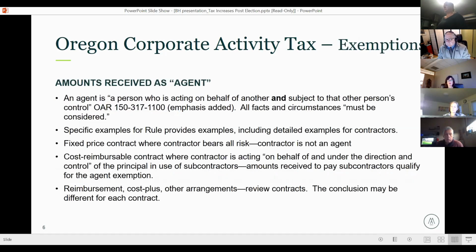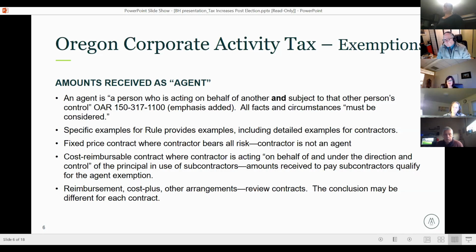I thought we'd go over a couple of the large exemptions that really apply in the real estate arena. The CAT statutes have, I believe, 47 different exemptions that apply, and some of them are pretty broad. Some of them are things you would never think in your wildest dreams would ever be subject to CAT in the first place, but no mind, there's an exemption there. But one that can be very important in the real estate context is the exemption for amounts that are received as agent.